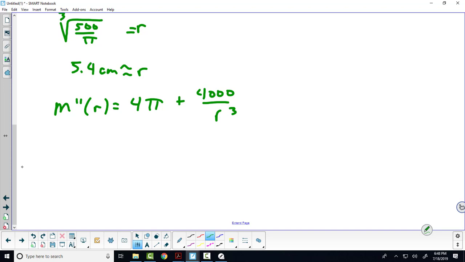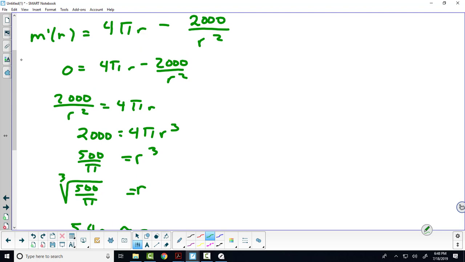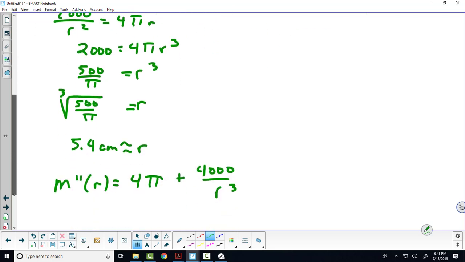Any questions on that? So how did I do that? I went back to the first derivative, and I just thought of this term right here as minus 2,000 r to the minus 2, and then I did my power rule on it, right? So I brought down the minus 2. That's how I got plus 4,000. Subtract 1 from the exponent gives minus 3. Take that r to the minus 3 down below the line. Okay?